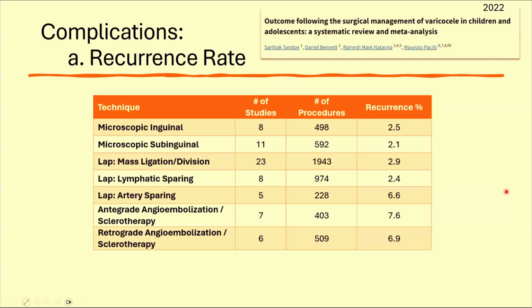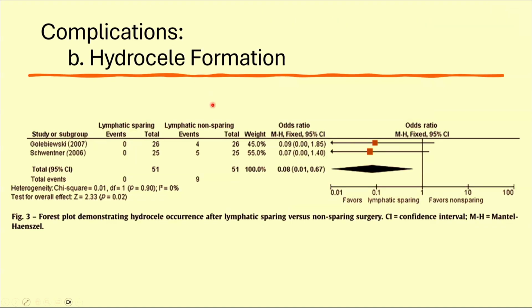Okay. Now let's talk about the second complication, which is hydrocele formation, the most common complication of these interventions. The only comparison was lymphatic sparing versus non-lymphatic sparing. Their conclusion is that there's a statistically significant difference: if you do lymphatic sparing compared to non-lymphatic sparing, hydrocele formation is less. The odds ratio is from, let's say, 0.01 to less than 1.